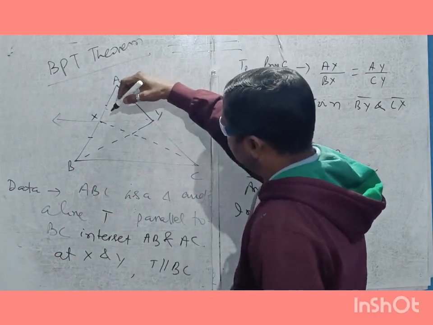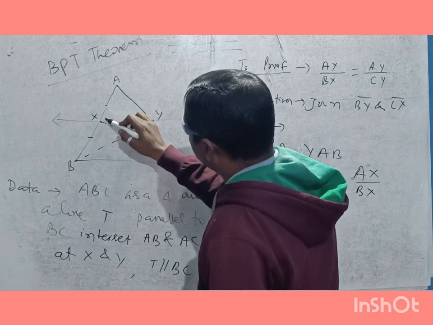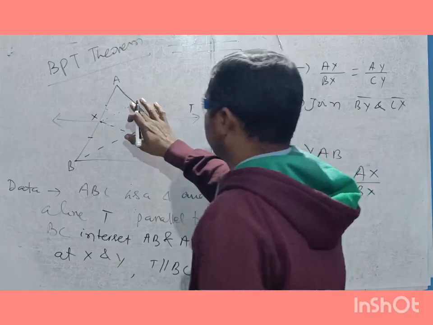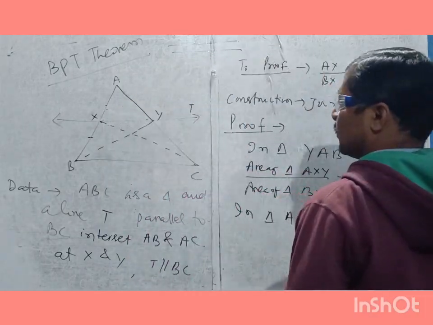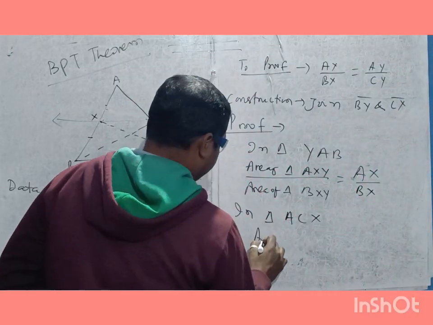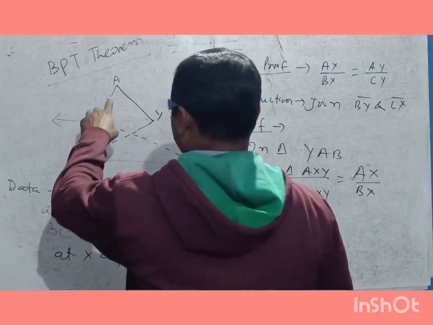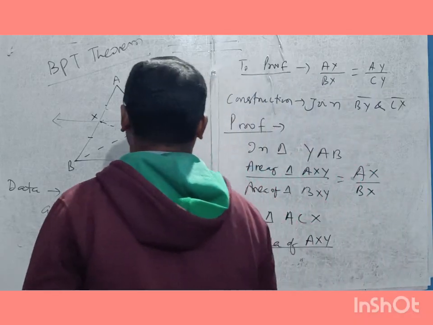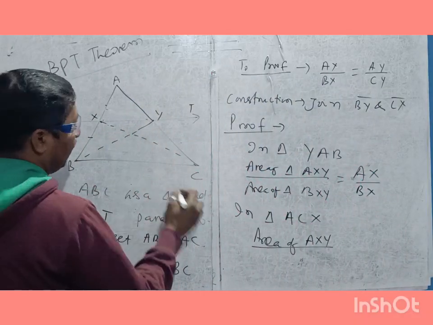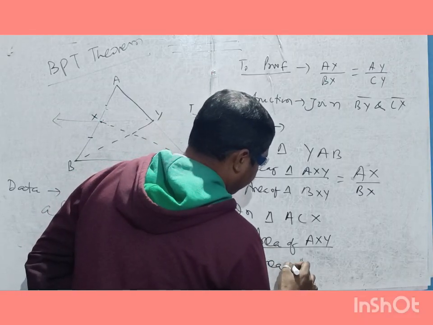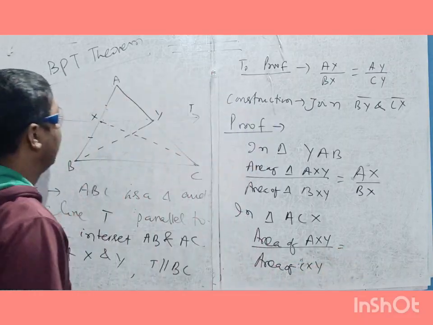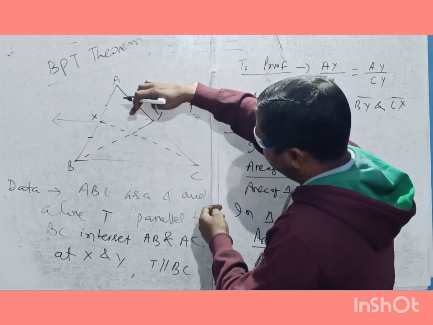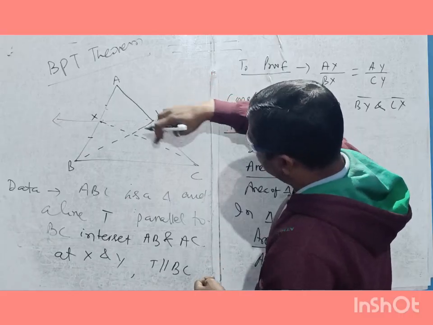See, if this is the common X point, this will be the perpendicular. So leave it. It will be same for both triangles. So area of AXY divided by area of CXY. Area of CXY. Okay. From this side. This one. AXY to CXY.